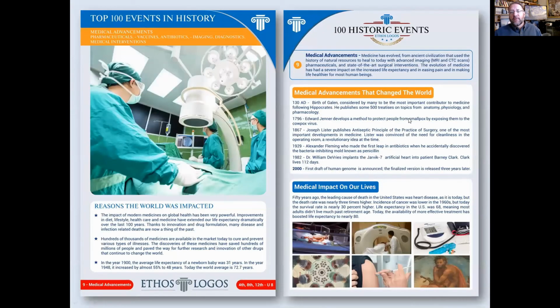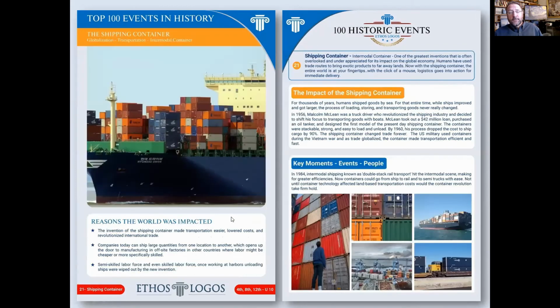Here's number 9, medical advancements. This would pop up a little soon. This comes up in 4th grade, 8th grade, 12th grade in the 8th month, so April. And we talk about those. The role of the shipping container. This came around in 1956, I think. Malcolm McLean invented them. And the impact of that was that it globalized international shipping.